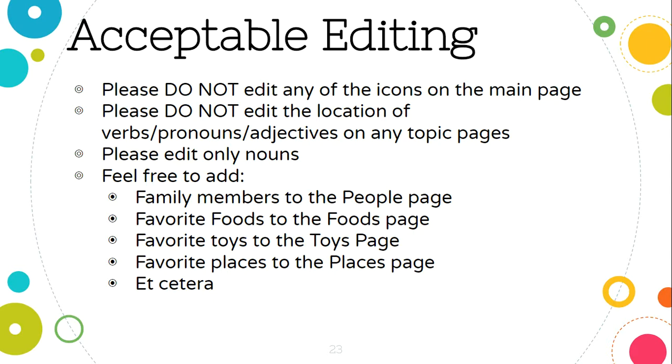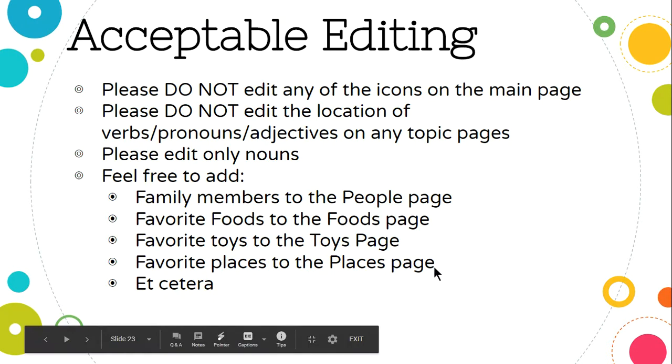But some examples of things you might want to do would be family members on the people page. You could add favorite foods on the foods page, toys. There's a toys page under groups. Under places, not that we're going very many places right now, but that might be something that you want to edit.